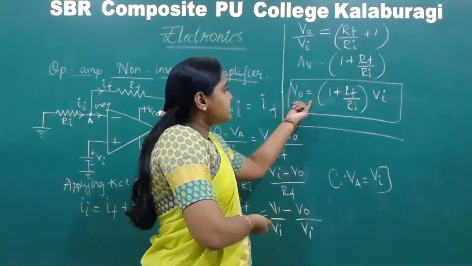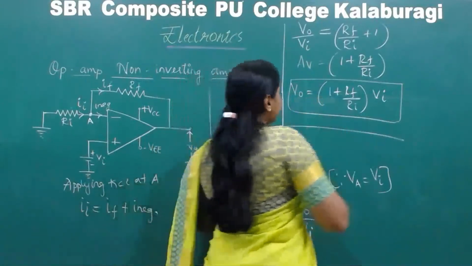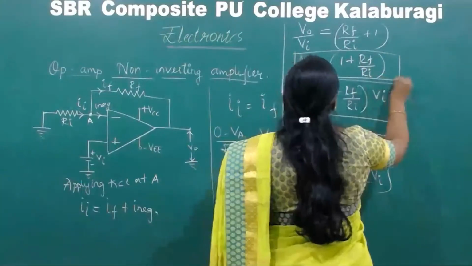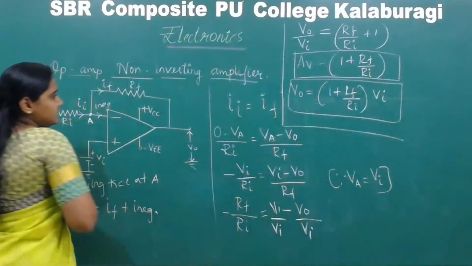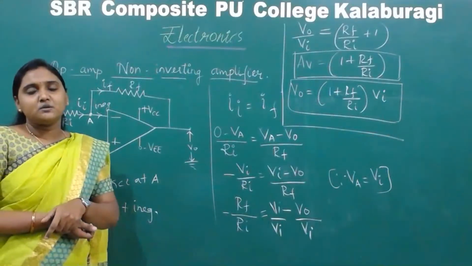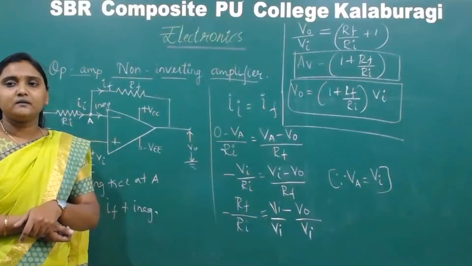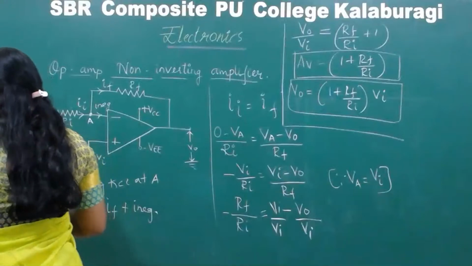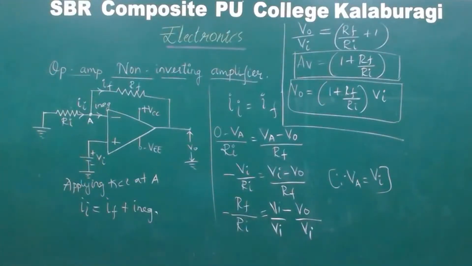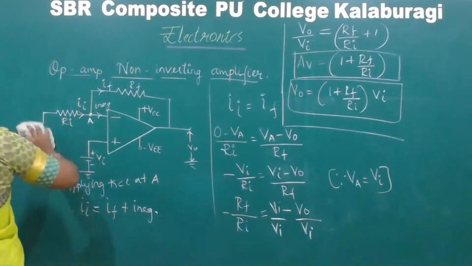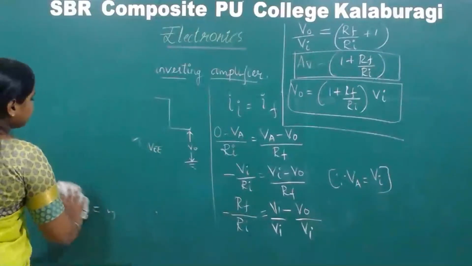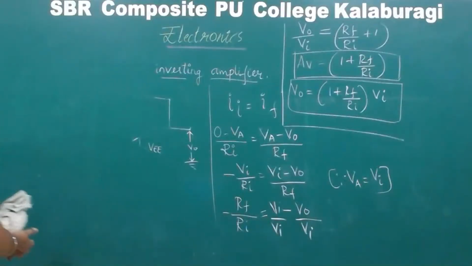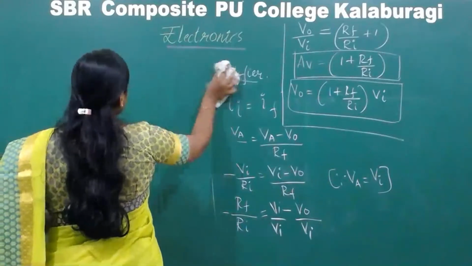Rearranging this expression for the output, we can write the output as V naught is equal to 1 plus RF by RI into VI. These are the two important expressions where the first expression gives you the gain of the non-inverting amplifier, whereas the second expression is going to give you the output of the non-inverting amplifier. Right? So this is the complete derivation for the non-inverting amplifier. Next, moving to the further topics. So we have derived the expression for op-amp inverting amplifier and op-amp non-inverting amplifier. We have derived the expression for gain as well as output of the two circuits.